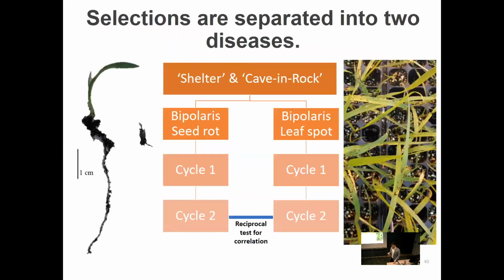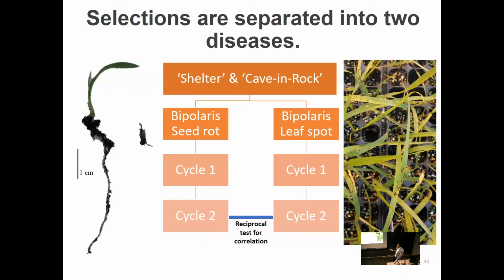So basically I used recurrent phenotypic selection for 2 cycles of selection. Based on the fact that these 2 resistances have no correlation, I separated them into resistance to Bipolaris seed rot and Bipolaris leaf spot. I made 2 cycles of selection, and at the end of cycle 2, I tested the reciprocal test between them.